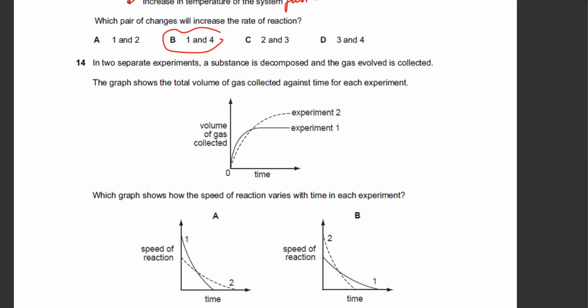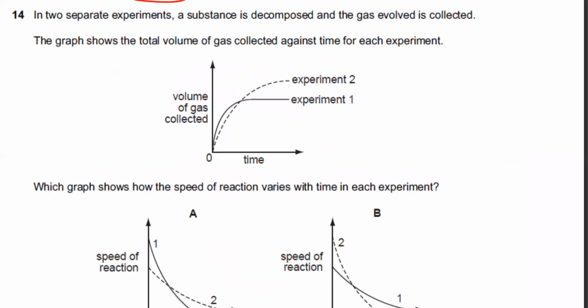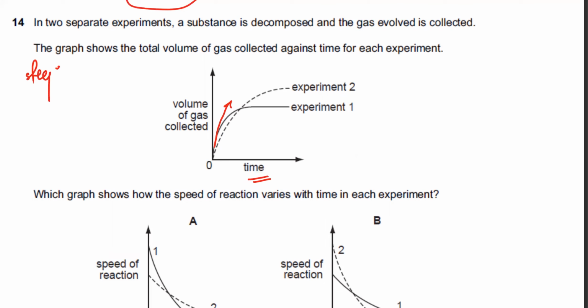Next, I told you about graphs. In graphs, I explained that the steeper the graph, the faster the reaction. With respect to time, in the first graph, which is steeper, the volume of gas is being produced at a much faster rate. There's a lot more volume of gas being produced. So a steeper curve indicates a faster reaction.